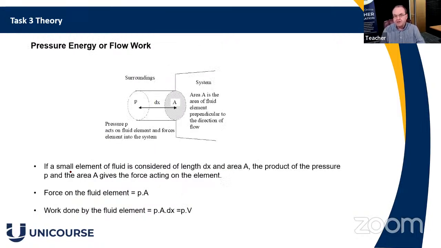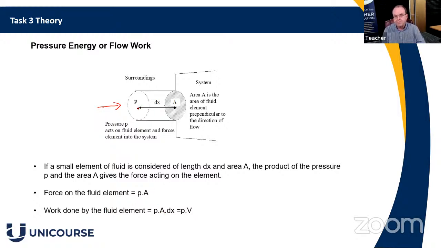So first of all, if we look at our system on the inlet, we've got fluid flowing in that direction. It has a pressure P and it has a surface area at the inlet of A. So the force pushing that fluid in is equal to the pressure times the cross-sectional area. So the incremental force on the fluid element is simply the pressure times the cross-sectional area of that part of fluid particle. And we also know that the work done by the fluid is a force times the distance moved.